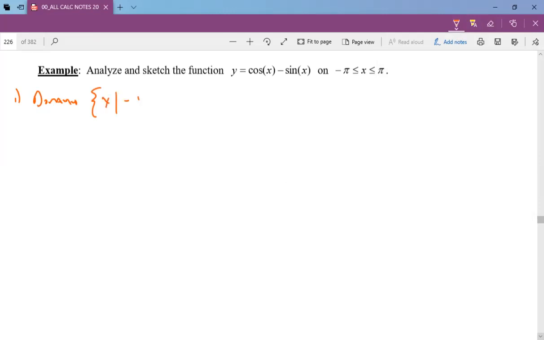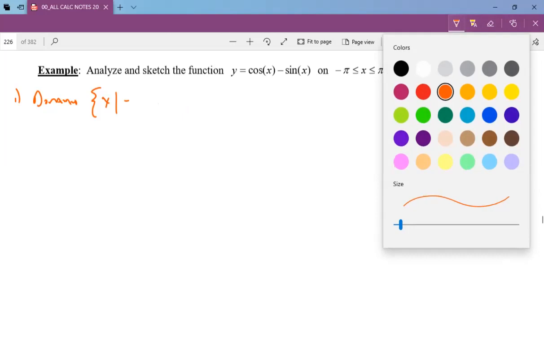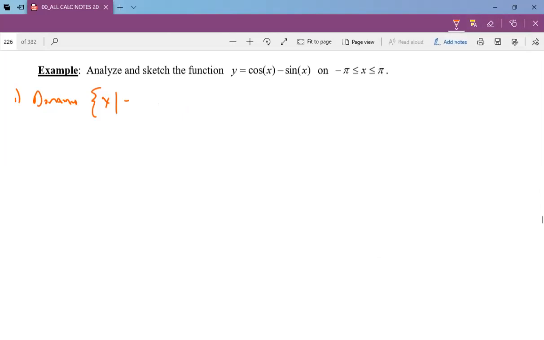x such that negative 1 is less or equal to x is less or equal to, no, it's not. No, it's not. Negative 1, I had sine and cos in my head, and range. Okay, so negative pi, let's try that. Negative pi less or equal to x, less or equal to positive pi.